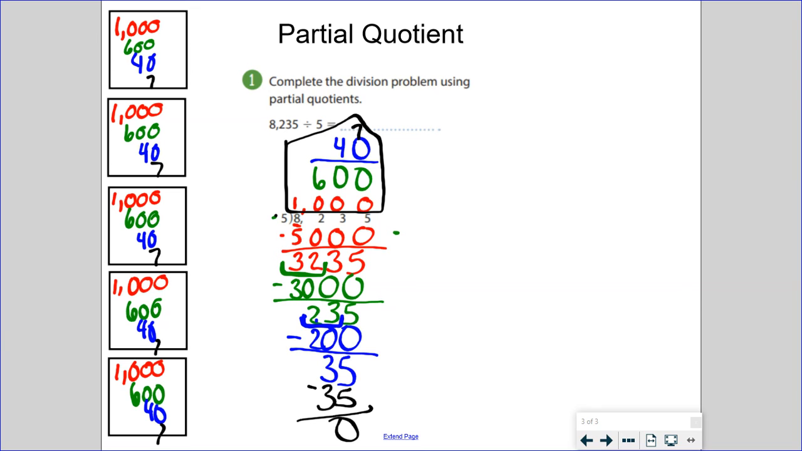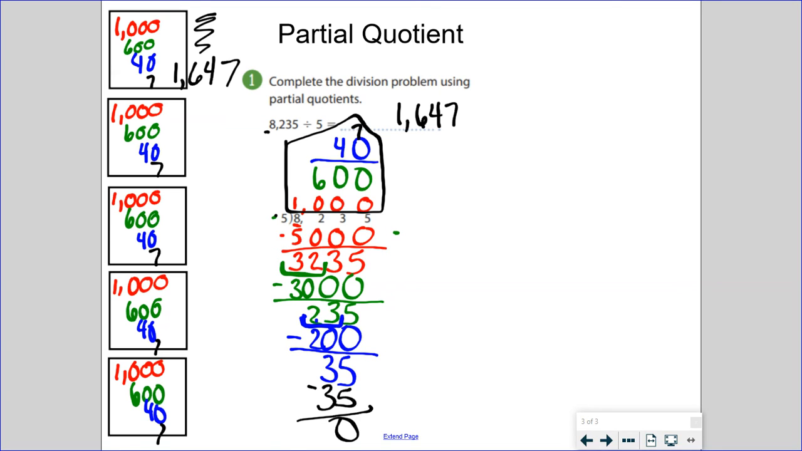If I do that, I end up with 7 in my ones place, 4 in my tens place, 6 in my hundreds place, and 1 in my thousands place. So 8,235 divided by 5 ends up being 1,647. To double check that answer, I need to do it backwards.